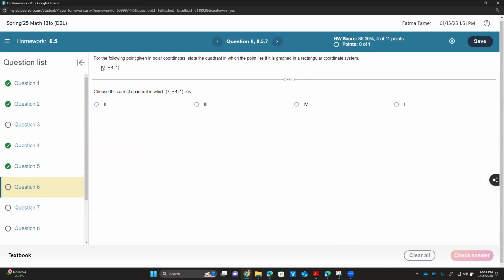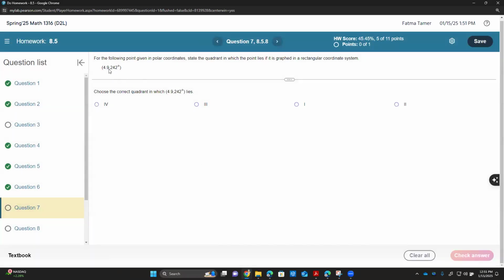So, a similar example, but now the angle is negative 45. Instead of going in the counterclockwise direction, this time I need to go clockwise. So negative 45 is actually located in quadrant 4. Since the r value is positive, I get to stay in quadrant 4 for this question.